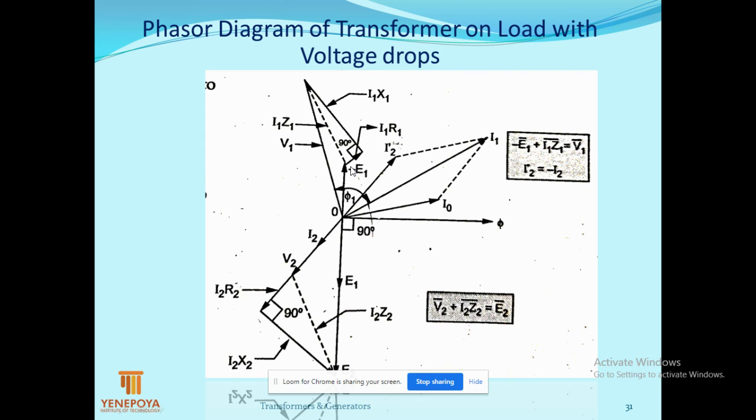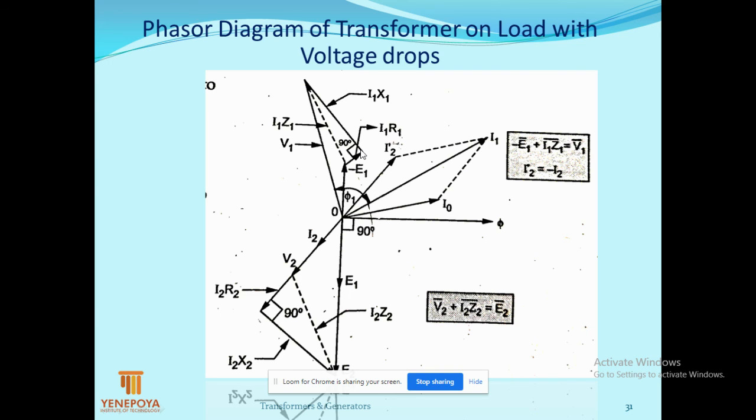Minus E1 plus I1 R1. From the tip of minus E1 you draw I1 R1. How to draw I1 R1? I1 R1 should be parallel to I1, just as I2 R2 is parallel to I2, that is, in phase. Here I1 is here. From the tip of minus E1, draw a parallel line I1 R1, parallel to I1.